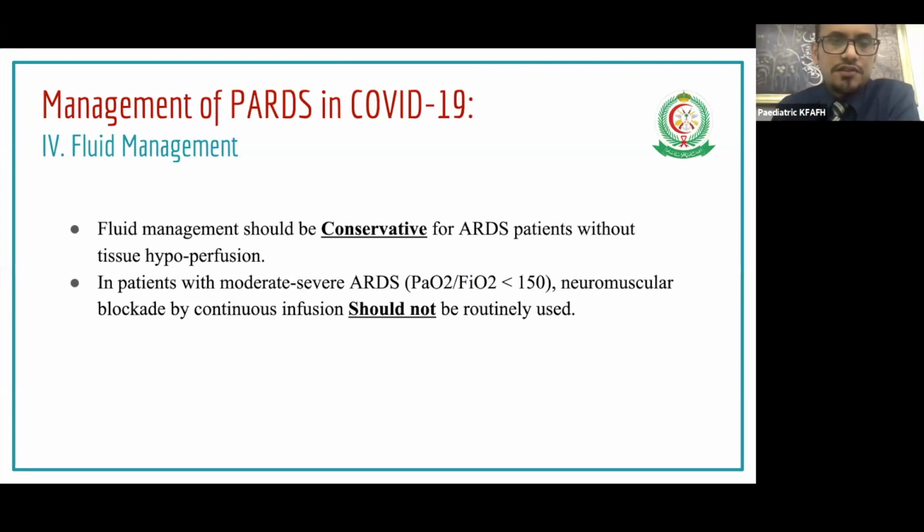Fluid management on this patient with severe ARDS should be initially conservative, especially on this patient who has no hypoperfusion. In patients with moderate to severe ARDS with PaO2/FiO2 ratio less than 150, neuromuscular blockade by continuous infusion should not be a routine use, and we should adjust this to the need.